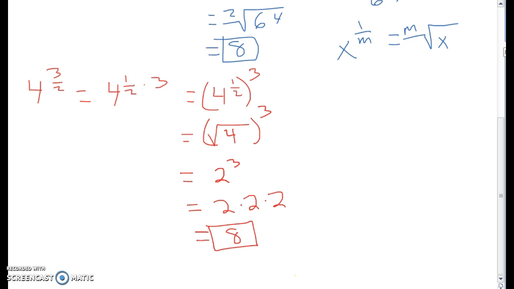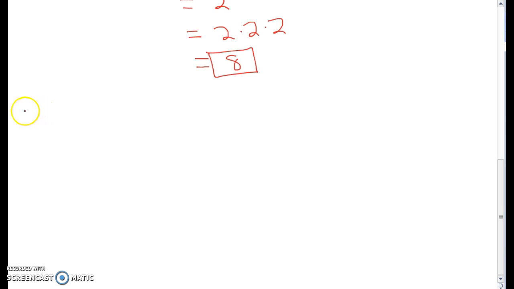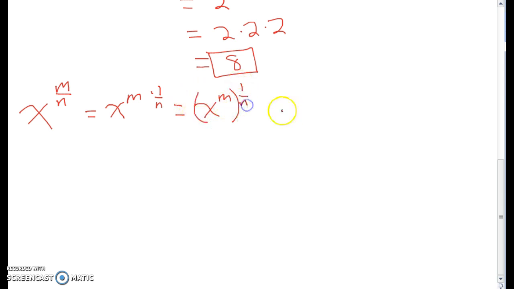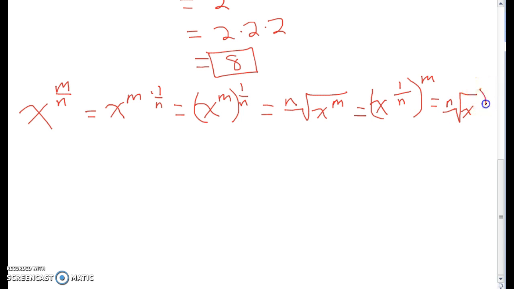And so let's look at different ways that we might be able to rewrite some of this. If I have x to the m divided by n, there's going to be a whole lot of ways I can rewrite this. I can rewrite this as x to the m times 1 over n, which is the same as x to the m, to the 1 over n. Or I can rewrite that as the nth root of x to the m. I can also rewrite this as x to the 1 over n, to the m, which I might then be able to rewrite as the nth root of x, to the m.